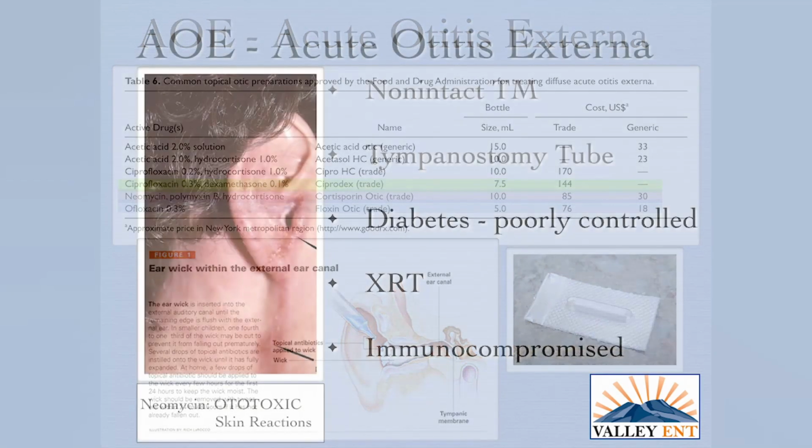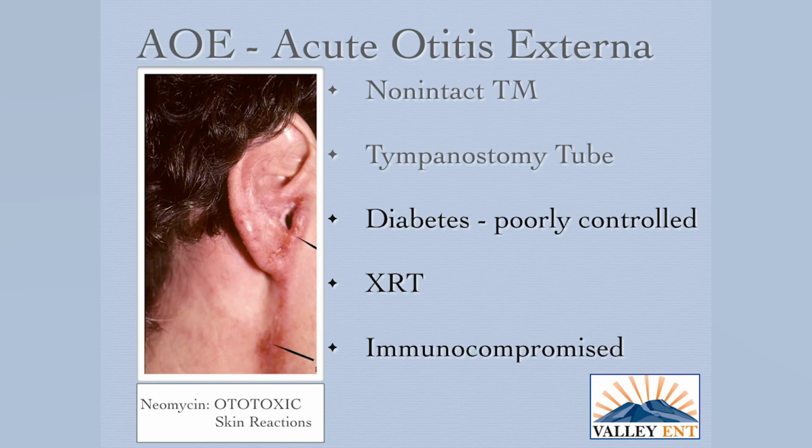So here's the neomycin problem. You start off with a swollen ear canal, and then they start putting Cortisporin otic suspension in there, and they end up looking like that. They're very displeased. And then you have this problem with the non-intact eardrum or a tube, and so I don't really use Cortisporin otic suspension.